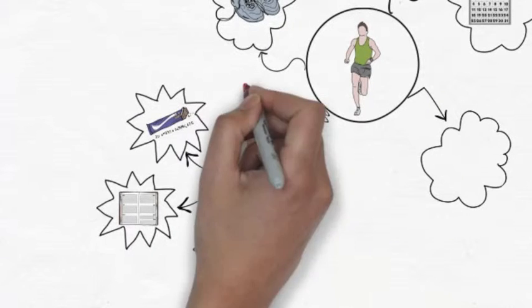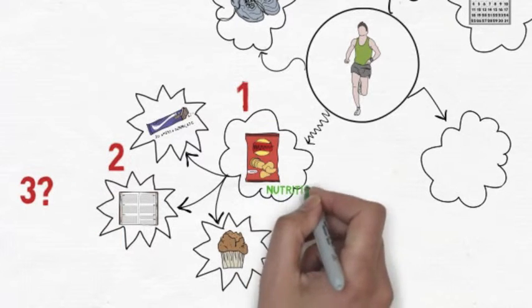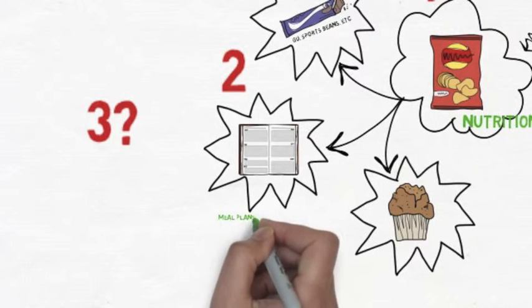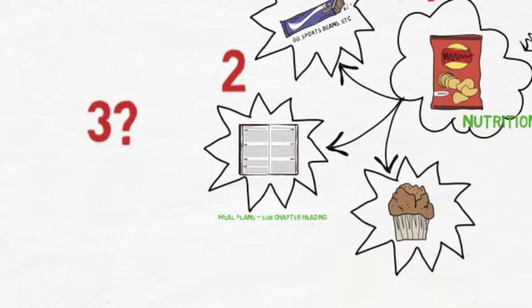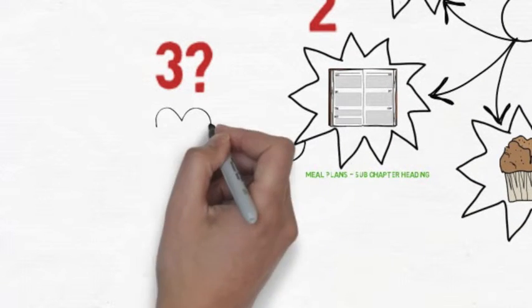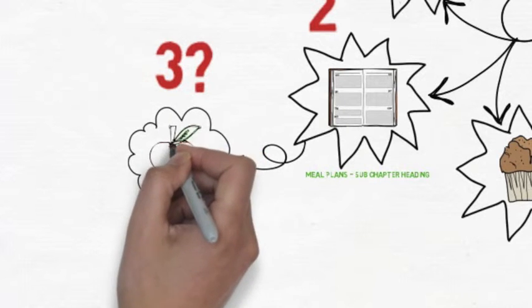You should have at least 3 levels in your cluster. So it would be your chapter headings, which would be the topics that you wanted to discuss. It's that first line of circles. Second line of circles would be your sub-chapter headings. So when it came to nutrition, that would be my chapter heading. Sub-chapter would be my meal plans.